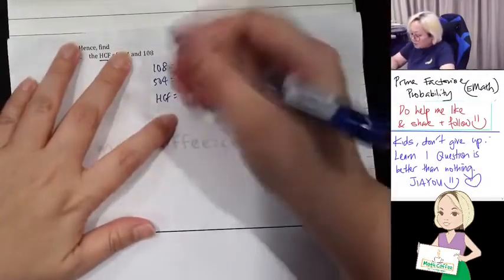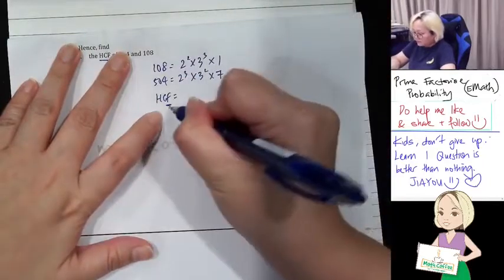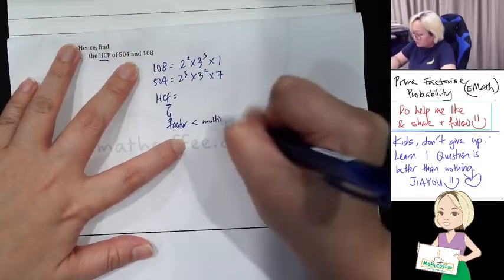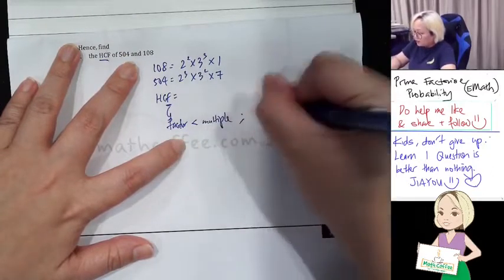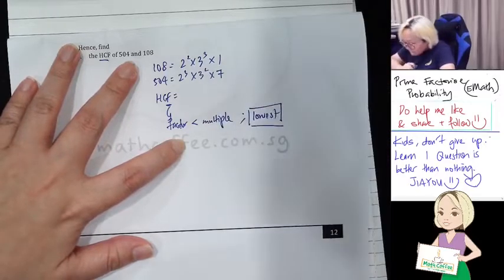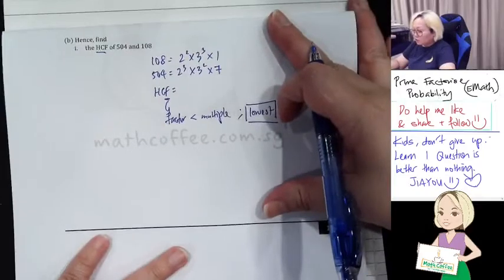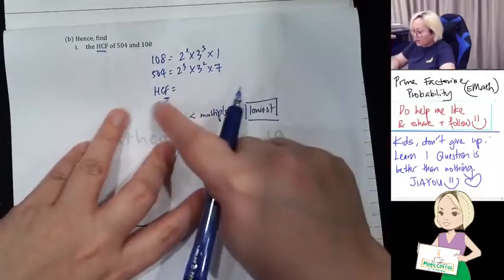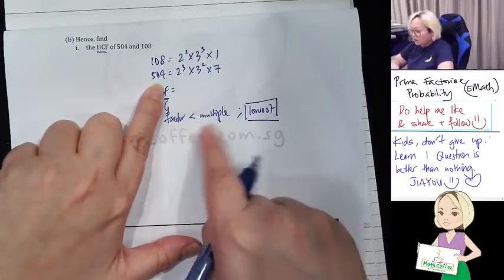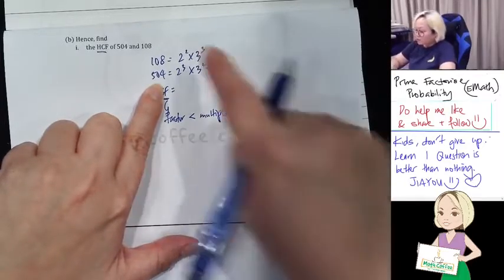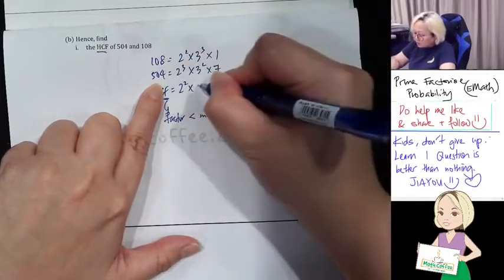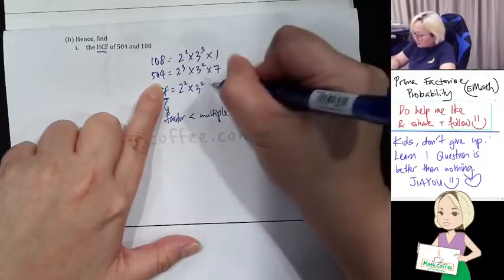Okay, take note, because it is factor. Factor is smaller than multiple. So we need to take the lowest. Okay, so now you know HCF, don't look at the word highest. Factor is smaller than multiple, so take the lowest. So for 2 to the power of 2 and 2 to the power of 3, you will take 2 to the power of 2. For 3 to the power of 3 and 3 to the power of 2, you will take 3 to the power of 2. For 1 and 7, you will take 1.